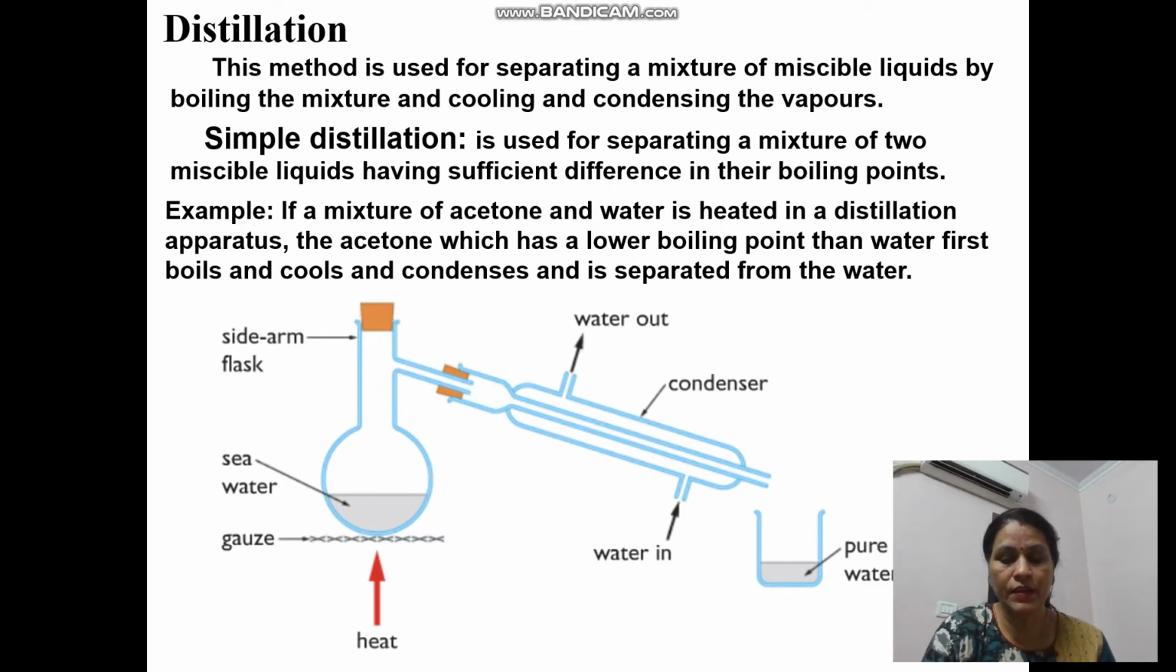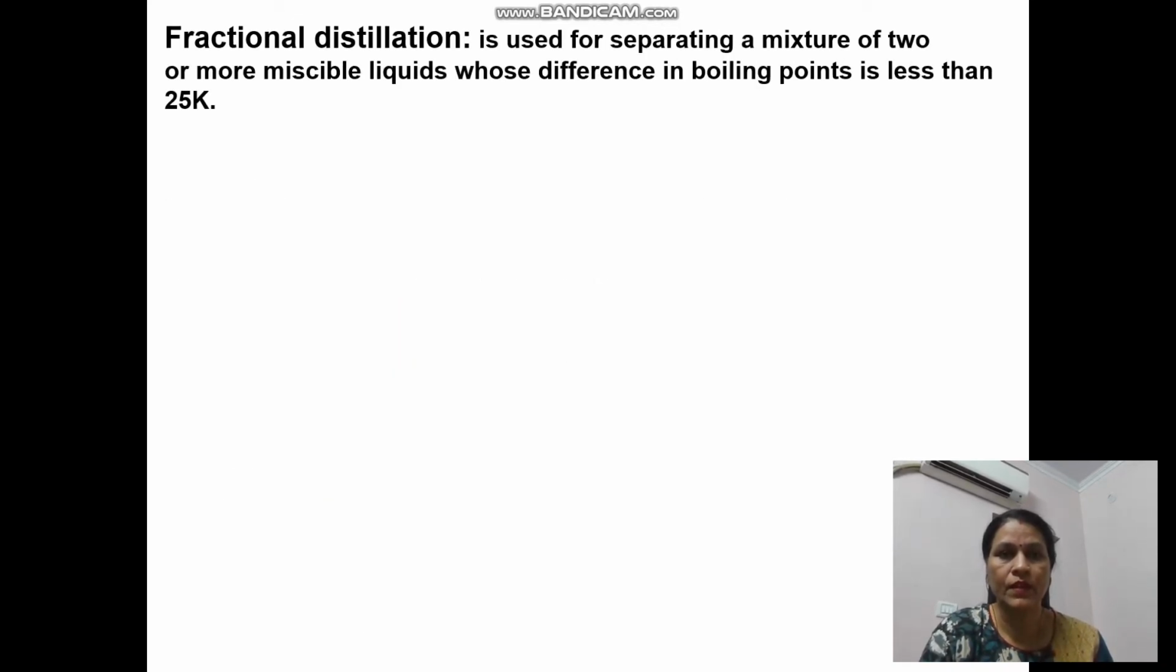Now let's move on to the next slide. Fractional distillation method is used for separating a mixture of two or more miscible liquids whose difference in boiling point is less than 25 K. Here the margin is less. So now what can be done? Again distillation method, but a fractionating column is used so that we can collect the vapors quickly.